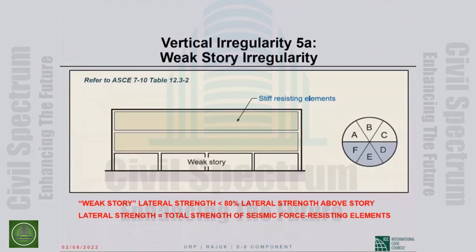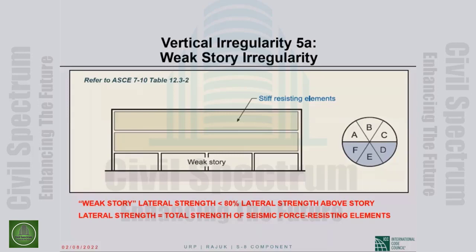Vertical type 5, weak story irregularity. So when we say soft story, it is stiffness. When we say weak story, it is strength. So weak story lateral strength. This lateral strength is basically the sum of the shear forces that can be resisted by the columns and shear walls in the building. Okay, that's the simplest way to think of lateral strength. How much shear can be resisted by the columns and the shear walls. So weak story lateral strength is less than 80% of the lateral strength of the story above.